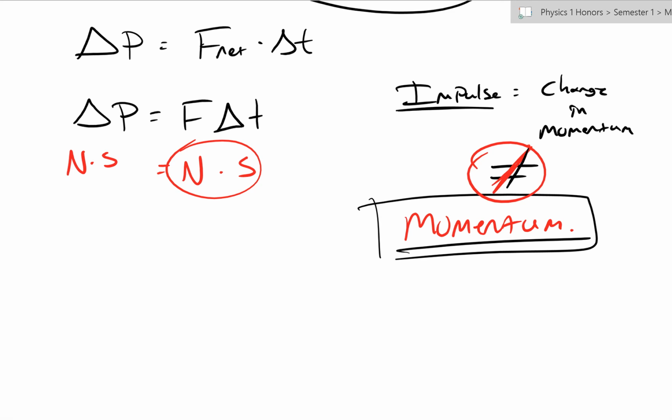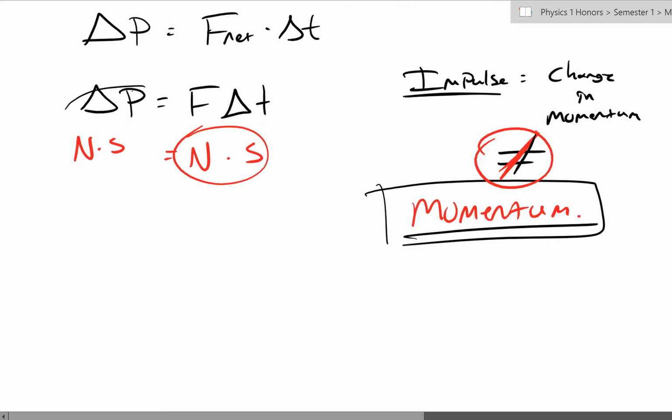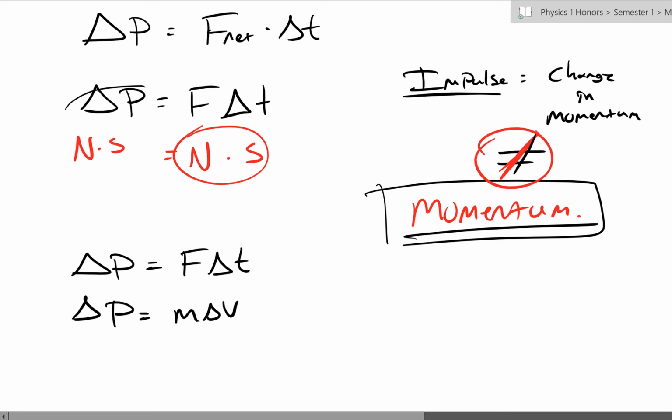The next thing I just want to point out real quick is notice how with this equation right here, we know that change in momentum is equal to two things. We know it's equal to F delta T. We also know it's equal to mass times change in velocity. In any type of problem, you can relate these two things to each other because we can substitute these.